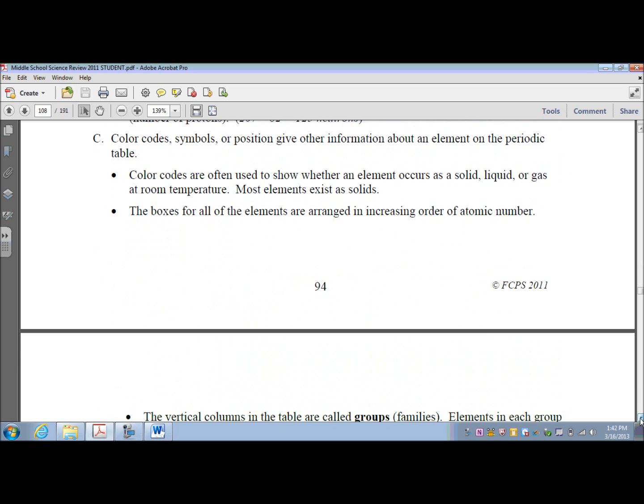Section C. Color codes, symbols, or position give other information about an element on the periodic table. Color codes are often used to show whether an element occurs as a solid, liquid, or gas at room temperature. Most elements exist as solids. The only 2 that are liquids are mercury and bromine. The boxes for all of the elements are arranged by increasing atomic number.